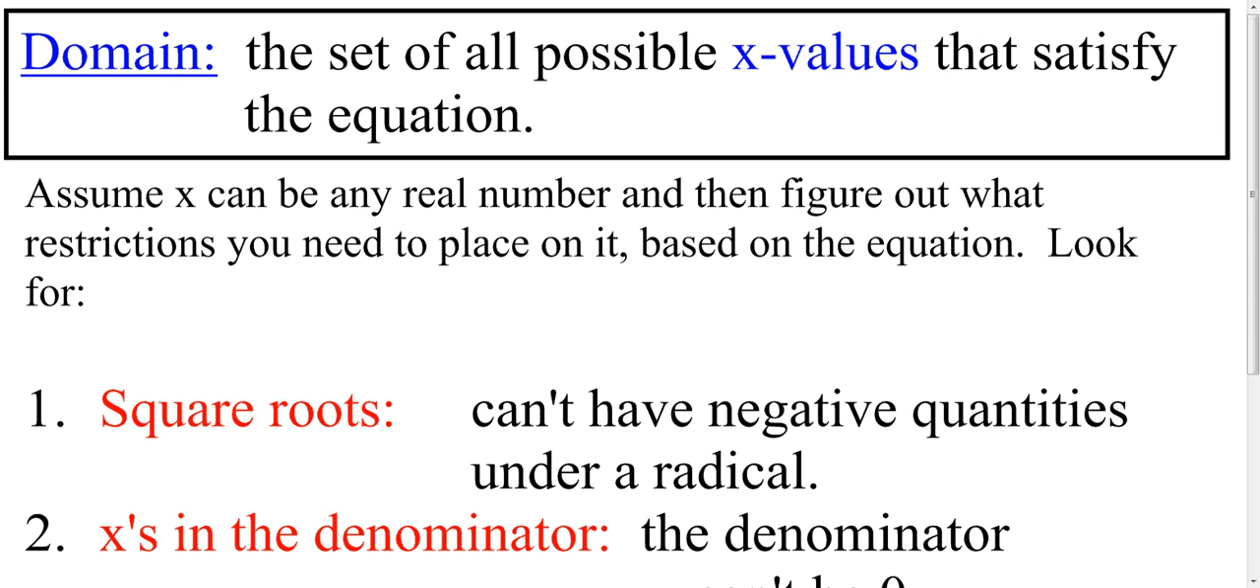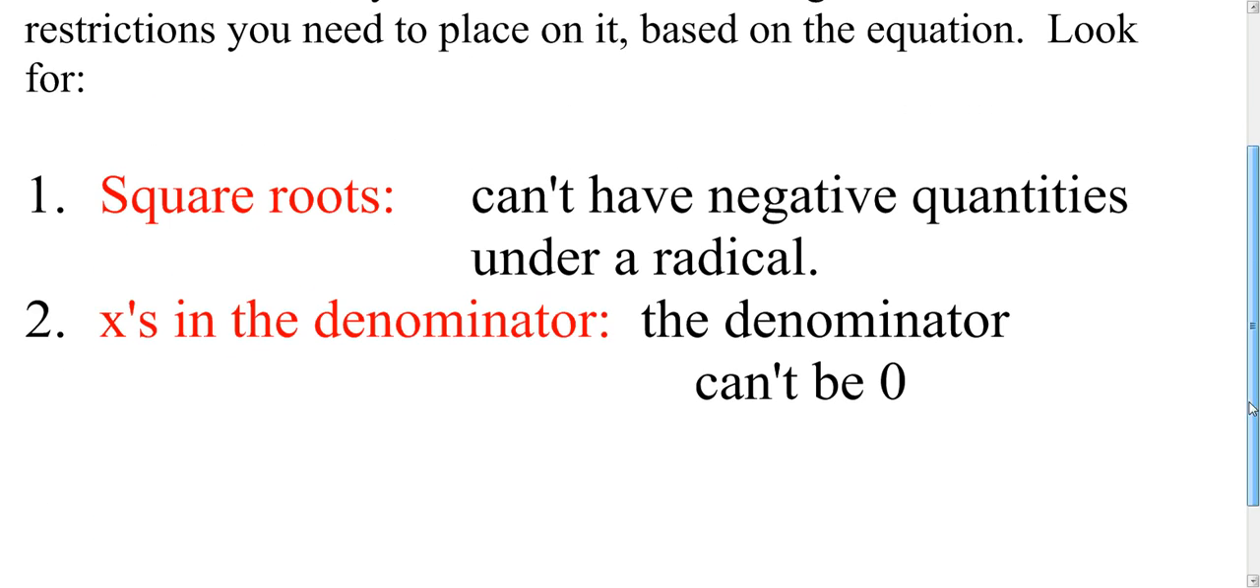Okay, so again, your domain is your set of all of the x's that can possibly happen. Some things you need to watch for when you do this is square roots. You cannot have negative quantities underneath any radicals, or any even-powered radical, I should say. And you cannot have zeros in the denominator. So those are some key things that you need to watch for when you're doing domain and range problems.